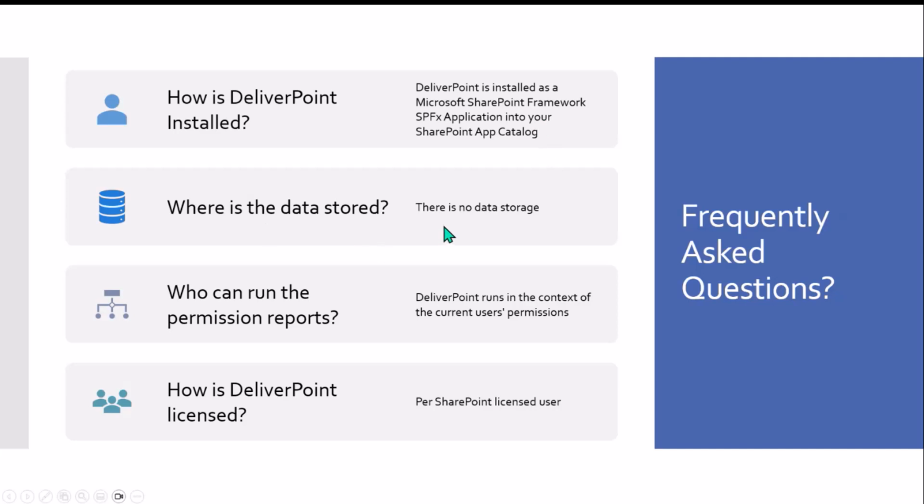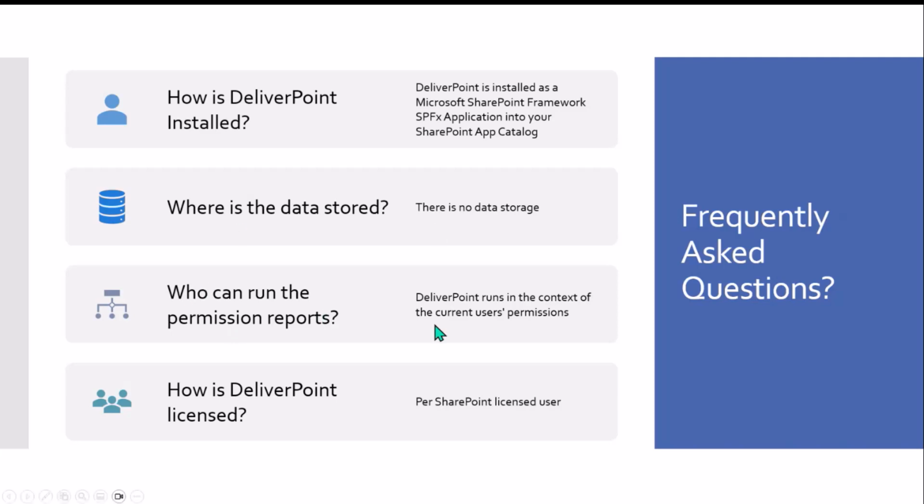So where's the data stored is quite a common question. There is actually no data storage. So DeliverPoint installs inside your tenant, and through that logic, it's just producing reports based on what you tell it to report on, and it's live reports. Basically, the only time anything gets stored is if you were to run a scheduled job and you're then specifying a document library inside of your tenant again that's protected by the permissions that you have in place for that file to be created. There's no other storage at all that takes place there.